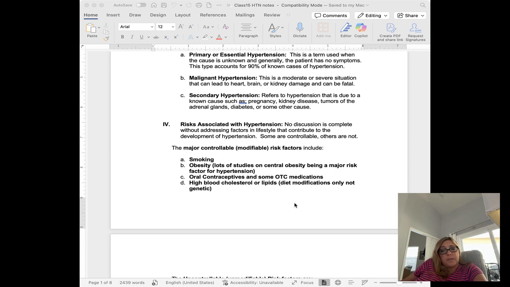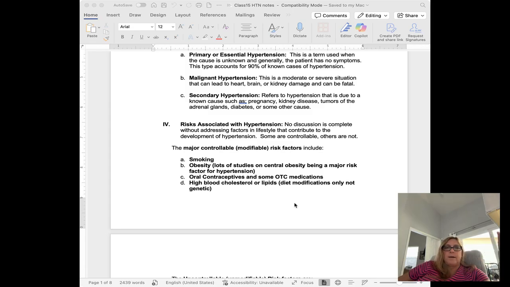Oral contraceptives and some over-the-counter medications. We do know that non-steroidal anti-inflammatories like ibuprofen, Advil can cause blood pressure to go up. We do know oral contraceptives have an impact on cholesterol and also on hypertension. We do know that high blood cholesterol or lipids also can contribute to hypertension. So diet modifications only, but not genetic. So remember, there's high cholesterol.